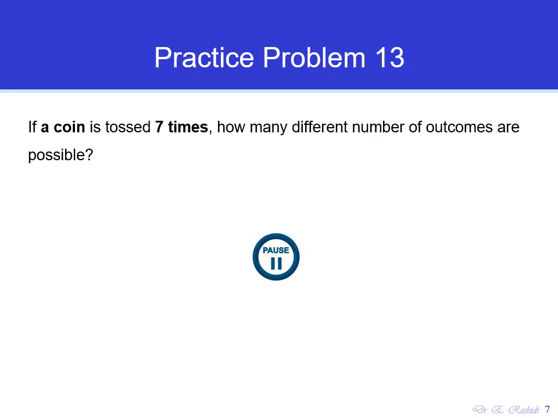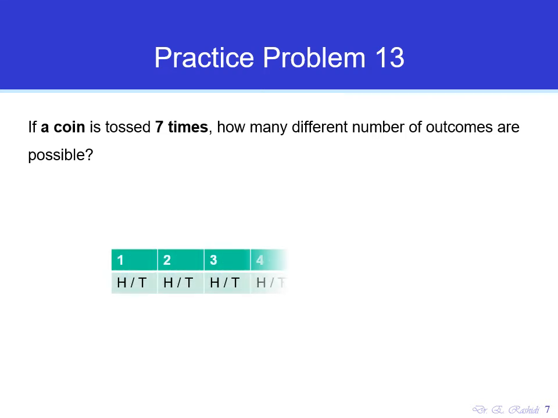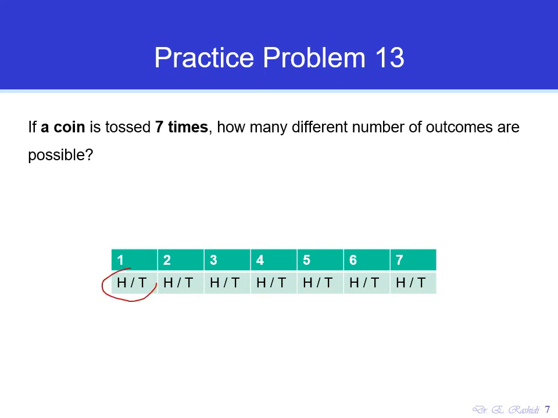All right, so let's see the solution. Here we toss a coin 7 times. Each time we toss a coin, there are 2 possibilities. It's either going to be a head or a tail, right? So there are only these 2 possibilities for each time that we toss a coin, and we are doing it 7 times.